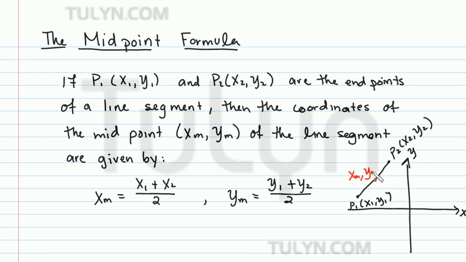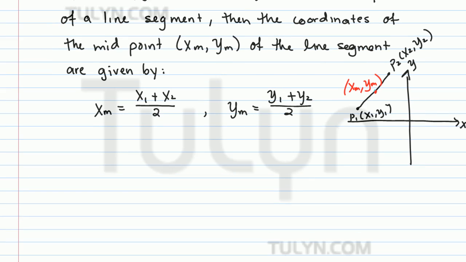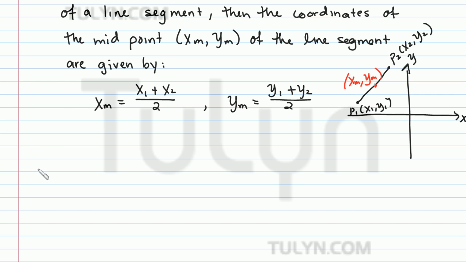And this line segment, if you want to find the midpoint, which I'll put in a better color here, x, which has coordinates xm and ym, you can find it by taking, for the xm, the average of the x's. So you add x1 and x2 and then divide by 2. And to find the y coordinate of the midpoint, you take the average of the y's. So y1 plus y2 over 2.